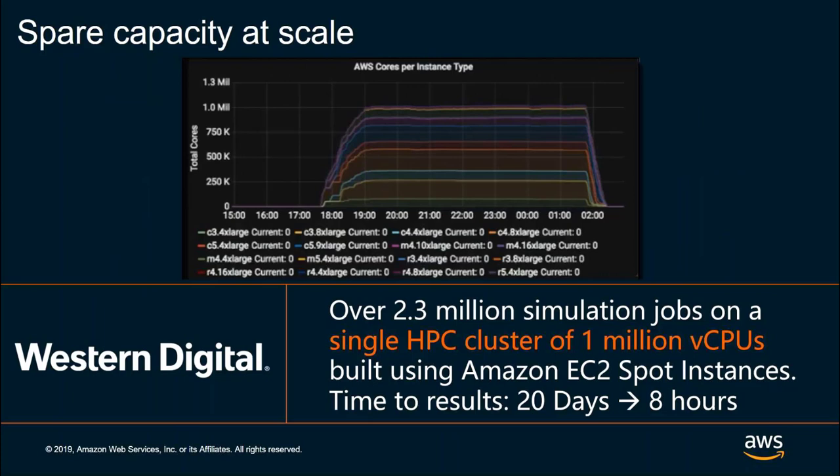Most of the people watching this session right now probably don't need a cluster of 1 million vCPUs, but we have a great example from Western Digital, which has been running an HPC cluster of 1 million vCPUs in order to decrease their job running time from 20 days to 8 hours. And this is when they're running millions of simulations on how they build their hard drive heads.